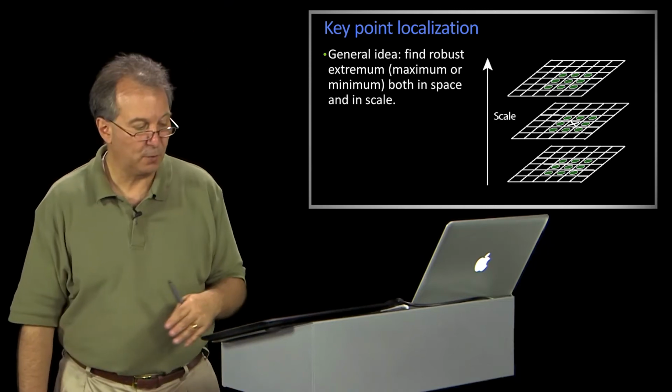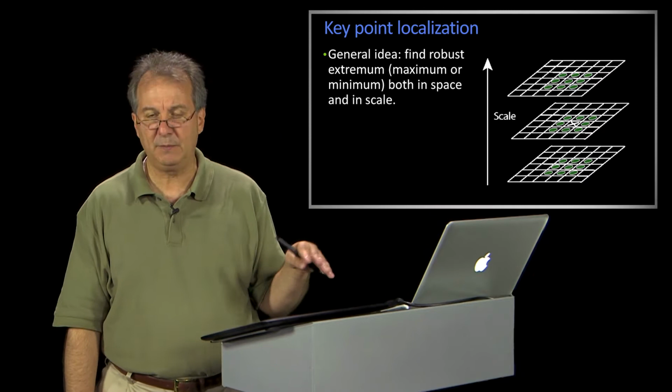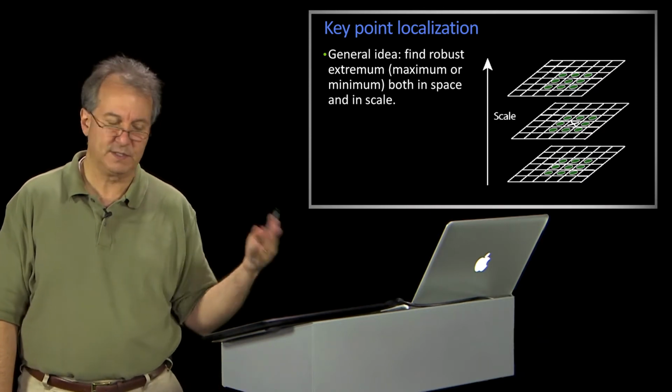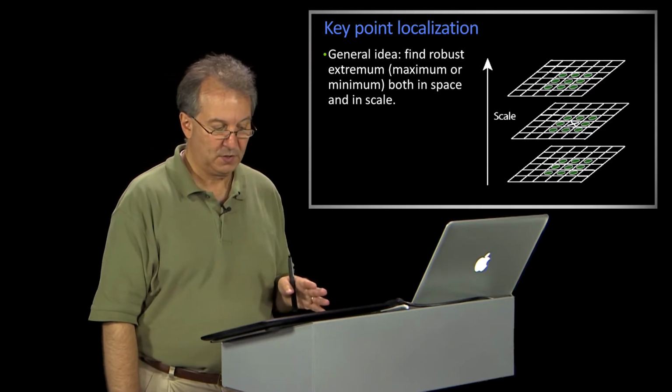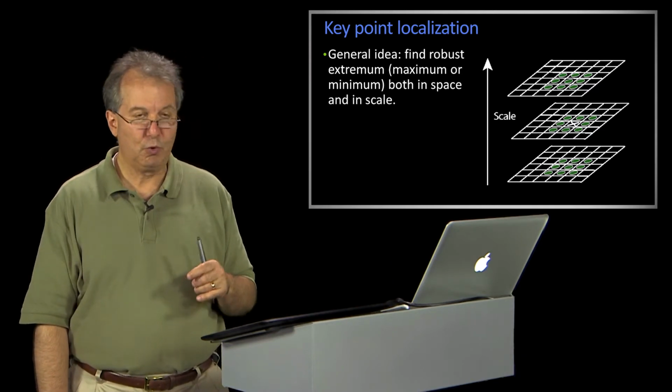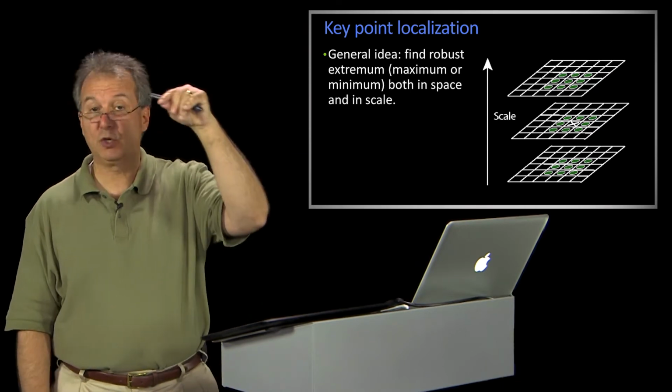The way we do that is called key point localization, and key points and interest points are used similarly. Key point was the term used by David Lowe in SIFT. We'll talk about that in a minute. Here is the general idea. We want to find robust extrema, so maxima, by the way, you can also find minima.